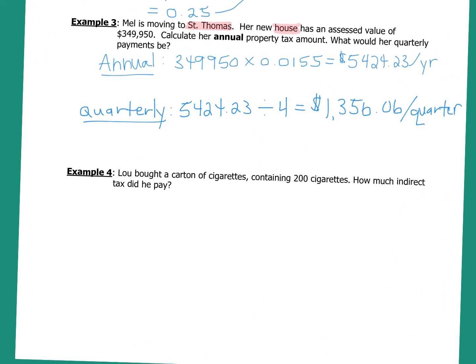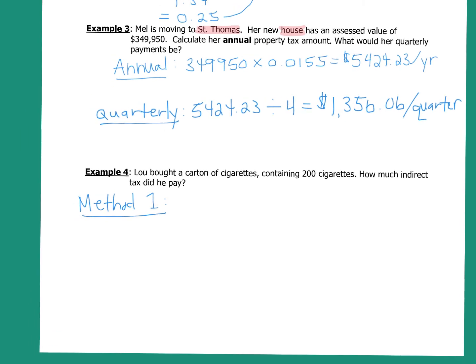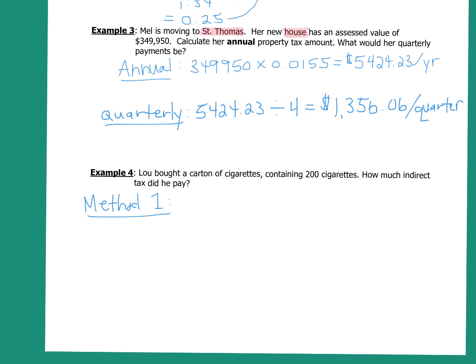And on your homework, you can decide which way makes more sense to you and which way you'd like to do it. So we'll do method 1 using the cents. Method 1. So we know that it's 13.975 cents for every cigarette, and we're imagining that they're now buying 200 cigarettes. So we need to figure out how many cents is that altogether.